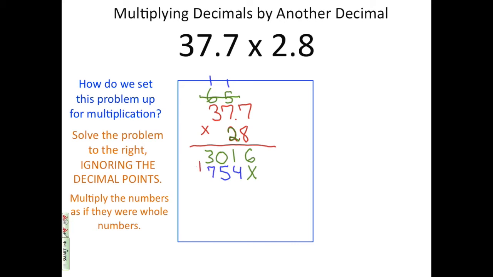Now I'm going to add these two numbers together. Again, I'm just solving as though they were whole numbers. I'm ignoring the decimal point for now. We know that that decimal point is important, so we're going to come back to it at the end.